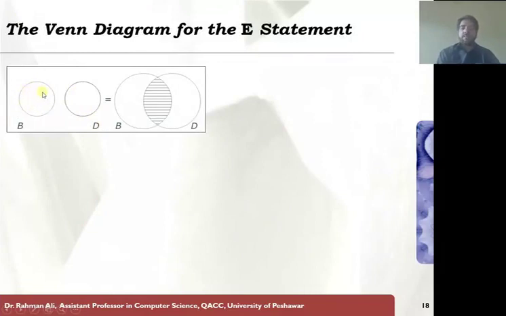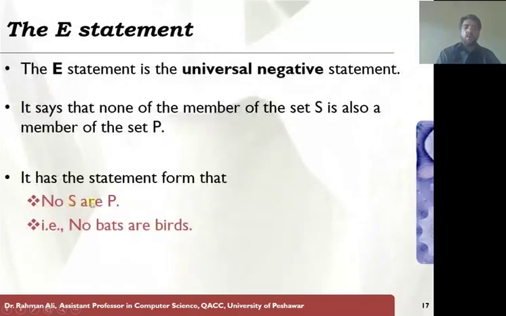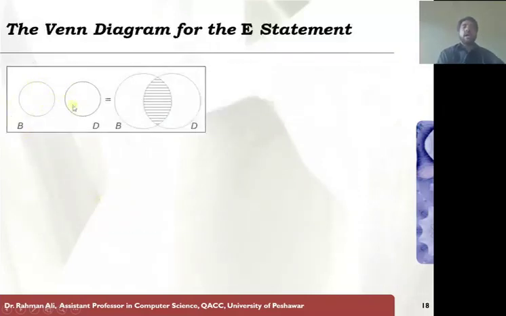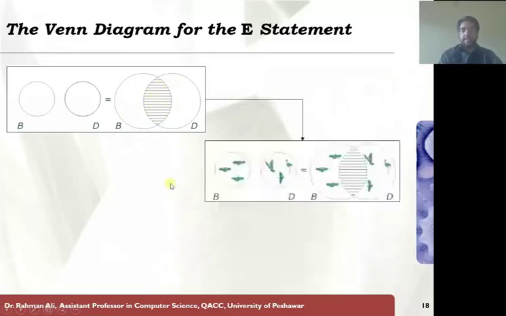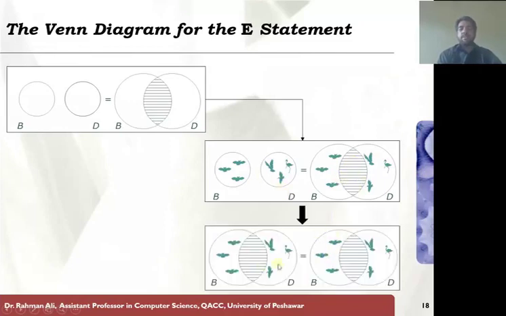The E statement tells us that no S are P. Now both circles are not going to touch each other, and if we take the intersection section, that will always be empty, meaning this side and this side will be disjoint and nothing will be common. So this is universal negative. If we pictorially represent it, here is the bird class and here is the bat class. If we look into their intersection section, no bird or bat comes into this area, and its left and right representation will be the same.